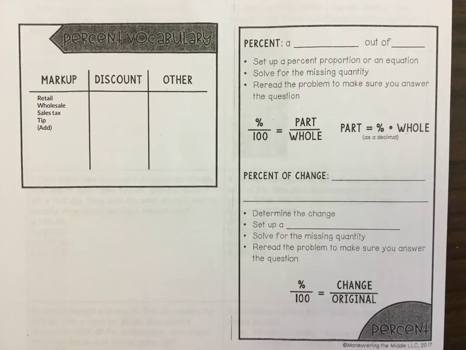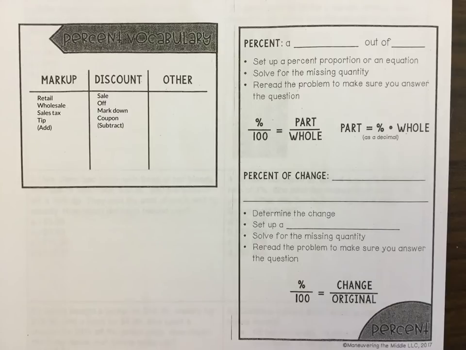So for our discounts, look for words like a sale or a percentage off of the item. They may use the words marked down or maybe some type of coupon. Any of these words are going to give you the clue that after you find the percent of the number, you're going to end up subtracting or taking away from the original price.